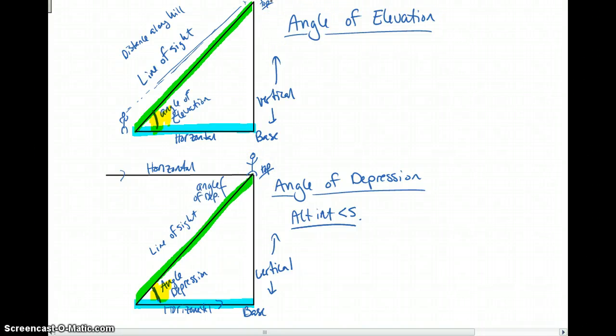So these are words that we need to pay attention to, but more importantly, these phrases right here, angle of elevation and angle of depression, should not scare you. All they are talking about is this angle right here in the corner.